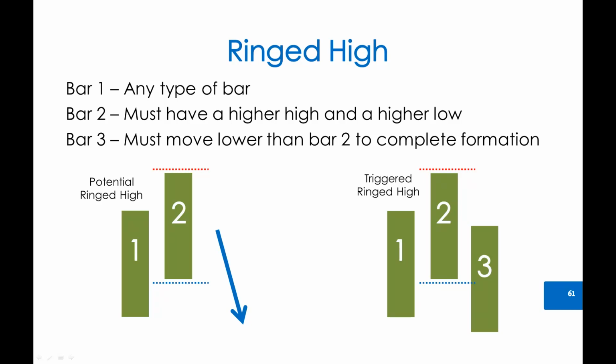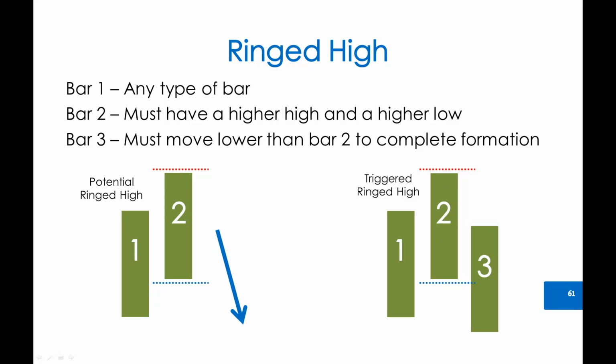So bar number 1 and bar number 2 again can be any color. You're not looking at the open and the close, you're just paying attention to the high and the low. So bar number 2, therefore, in this case, needs to have a higher high than bar number 1 and a higher low than bar number 1, with an entry now below the low of bar number 2 and a stop loss above the high. Bar number 3 would have a low that moved lower than the low of bar number 2, but just to reiterate, the low of bar number 3 is not required necessarily to be lower than the low of bar number 2.